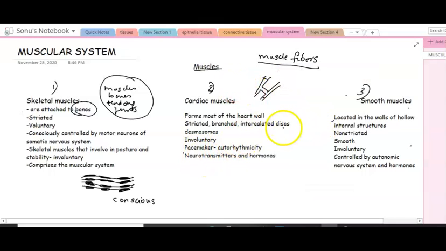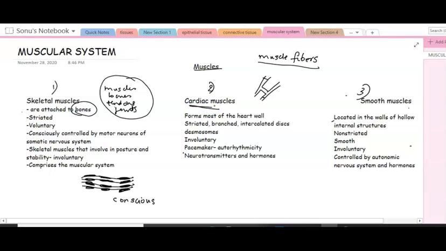And they are branched and they have intercalated discs, and the cell junctions which give strength to that muscle are desmosomes. We have already discussed all these in the cell junctions videos. Then, unlike skeletal muscles, cardiac muscles are involuntary.